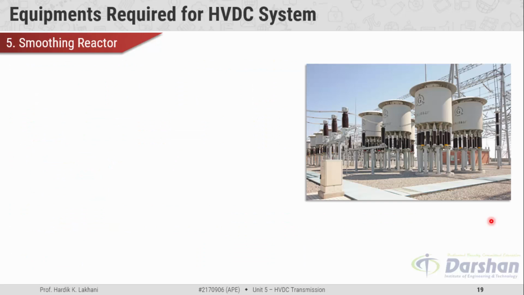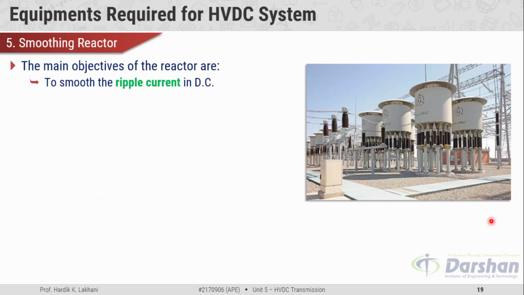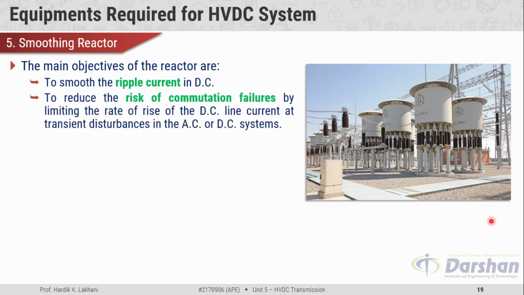Smoothing reactors. The main objective of the reactor is to smooth the ripple current in the DC. So after converting AC parameters into DC, we can reduce the ripple by using this smoothing reactor. It also reduces the risk of commutation failure by limiting the rate of rise of DC line current at transient disturbances in the AC or DC systems. So the chances of commutation failures can be reduced using this smoothing reactor.